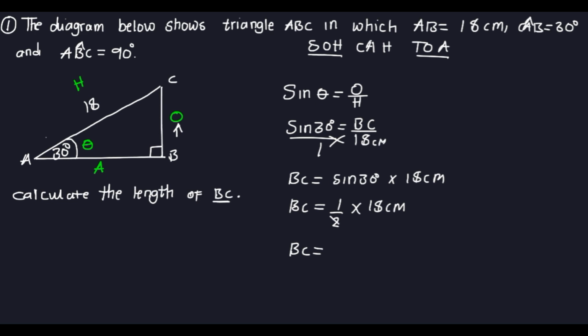If we divide 2 here is 1, 2 here is 9. So 9 times 1, our distance BC is equal to 9 centimeters. Okay, let's look at another example.